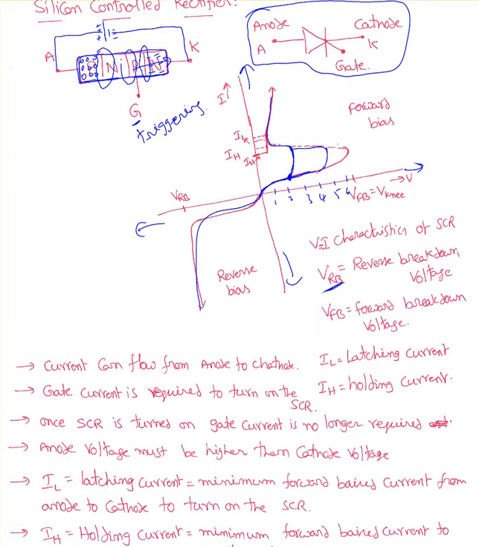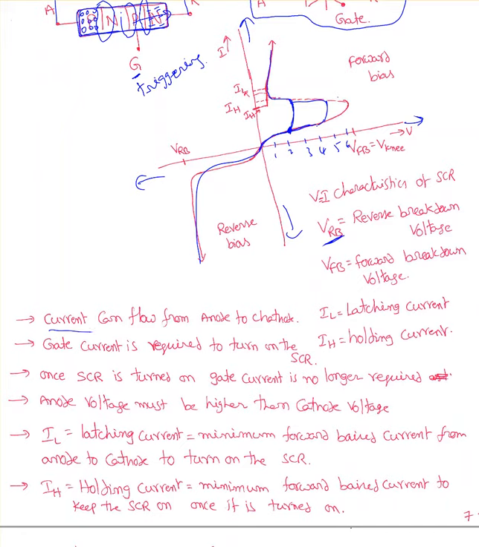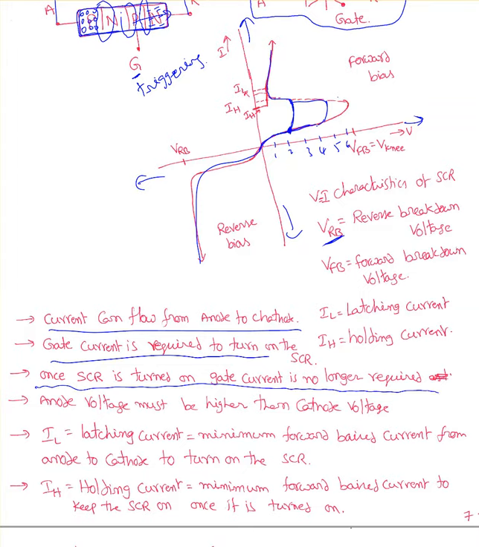Now, the important point: current can flow from anode to cathode all the time. So the SCR will not conduct current in the opposite direction. It's a unidirectional device, always going from anode to cathode. Gate current is required to turn on the SCR. Once the SCR is turned on, gate current is no longer required, and it doesn't have any effect. The anode voltage must be higher than the cathode voltage to conduct electricity.